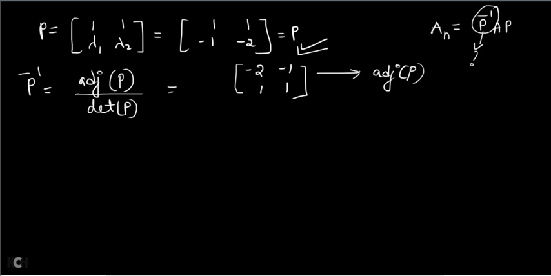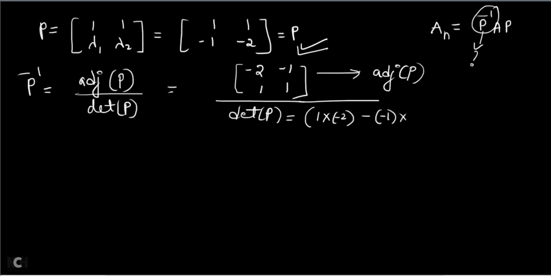After finding adjoint, divide that by your determinant of P. How to find the determinant of P? Take the elements and just cross multiply. This is the P matrix, no? Cross multiply: 1 into minus 2 minus 1 into 1. This is the formula to find a determinant.